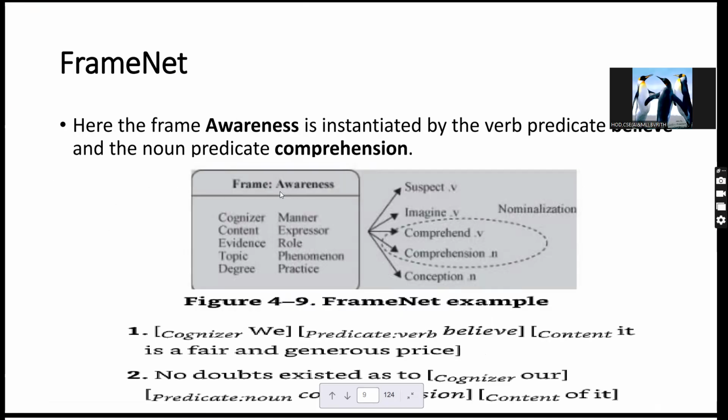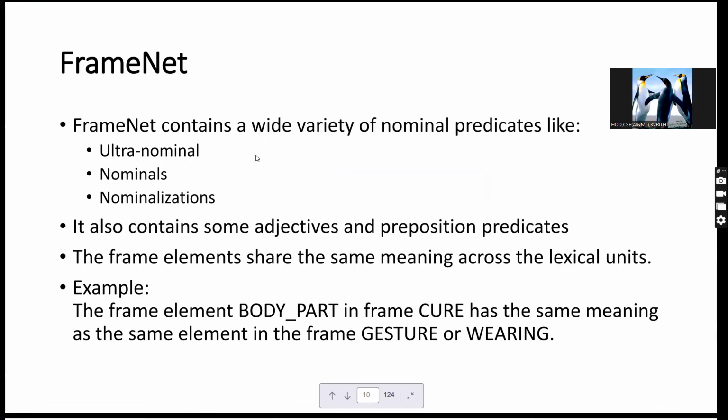An example is, say, an awareness frame, which contains different types of words like cognizer, content, evidence, and topic. These are the different types of words related to awareness. Words with similar meaning or similar sense come under the awareness frame. Similarly, FrameNet also contains different types of nominal predicates, such as nominal type and nominalization-related predicates. And it also contains different types of adjectives and prepositional predicates.